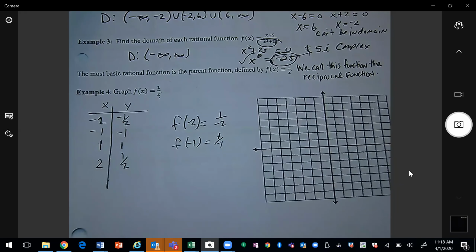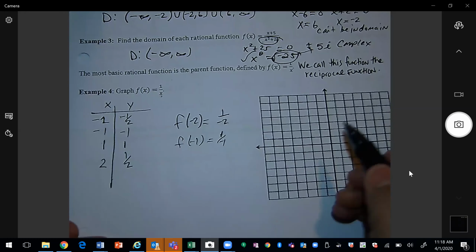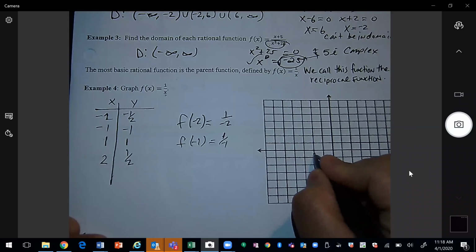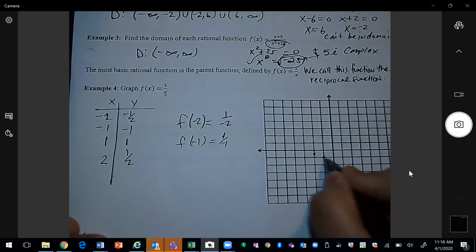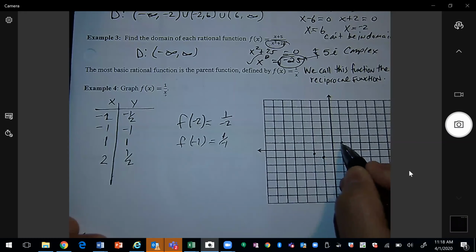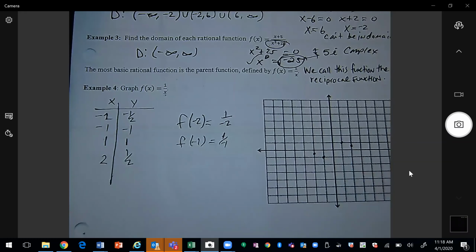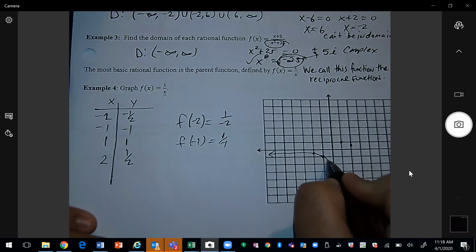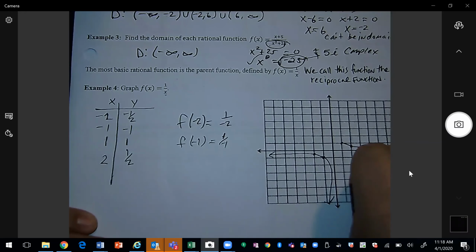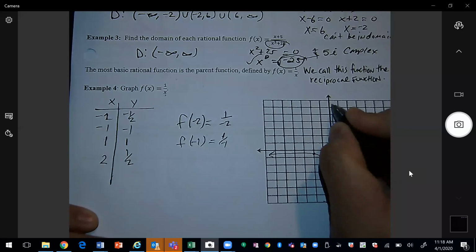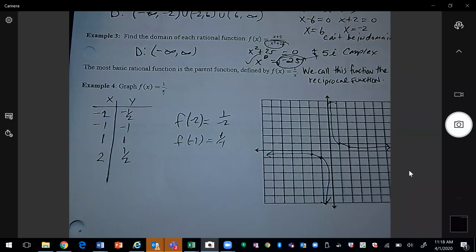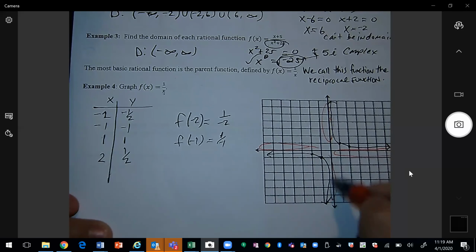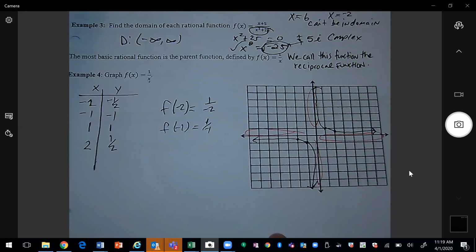So if I plot these points, then we have negative 2, negative 1/2, which is right here, negative 1 and negative 1, 1 and 1, and 2 and 1/2. So far it's only 4 dots, but the graph for this is going to extend this way, and then it's going to go down this way, and then it's going to extend to this side and this side. But the graph is never going to cross the x-axis here or the y-axis. Okay, and so that is the basic form.